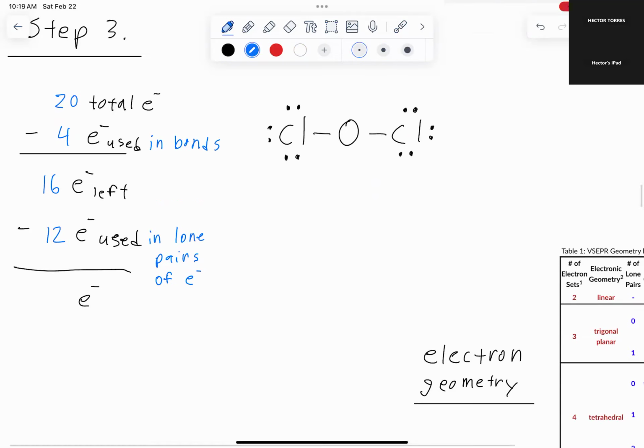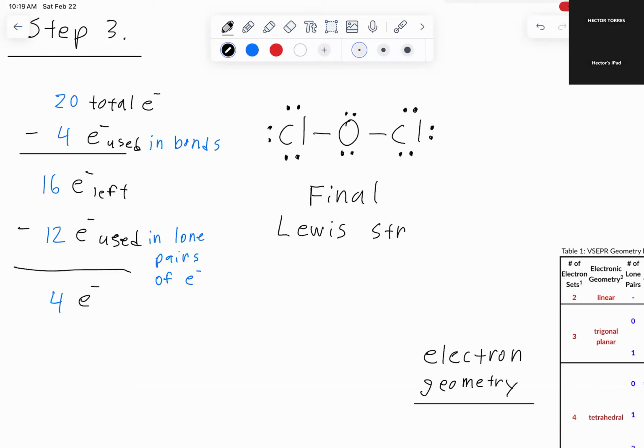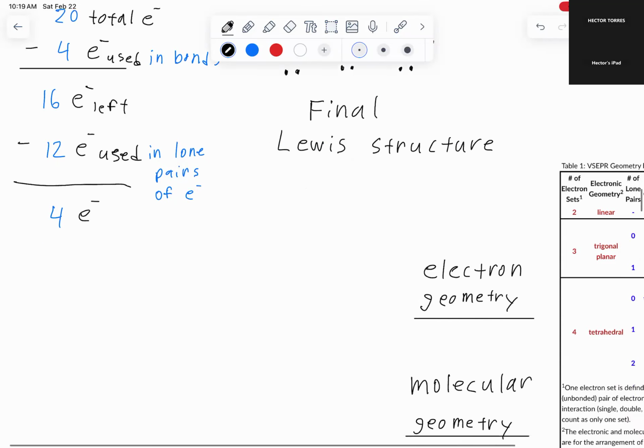So what I have left is 4 electrons left, and this is going to be put onto the central atom. So 1, 2, 3, 4. We're going to check and see if this now has a full octet. On oxygen, we have 2, 4, 6, 8, so that's going to be a full octet. So this is going to be our final Lewis structure. I hope I spelled that right.